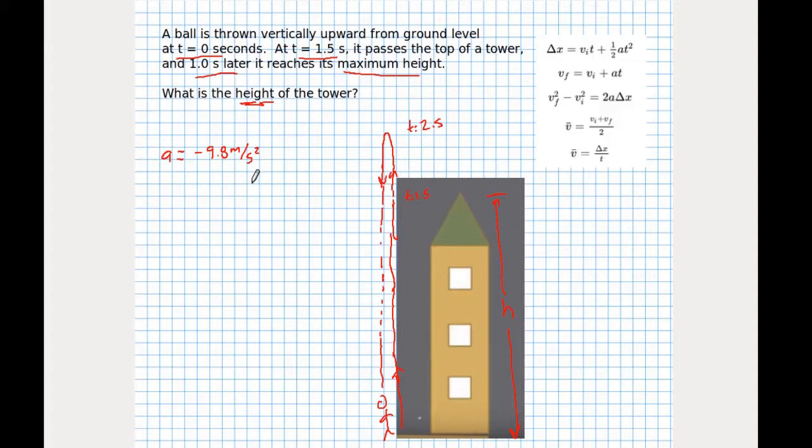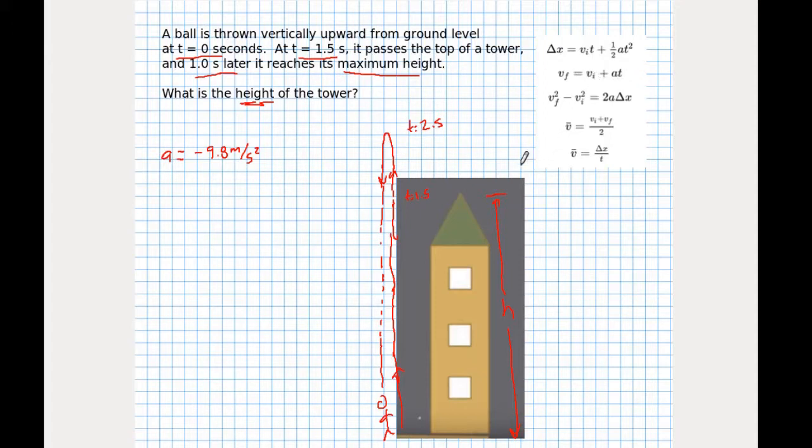So what do we do? Well, let's look at our equations. Average velocity and displacement. We don't know what the displacement is. Average velocity, velocity squared, acceleration, displacement. We don't know what the displacement is yet. That's one of the things we're trying to find. V final, V initial, acceleration, and time.